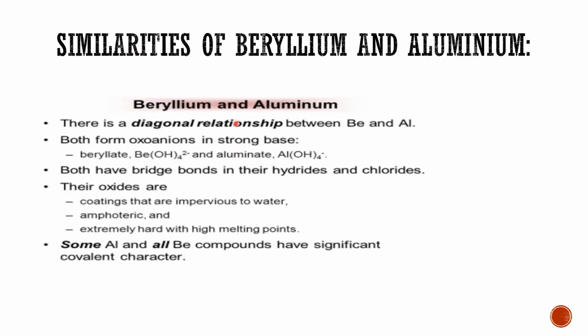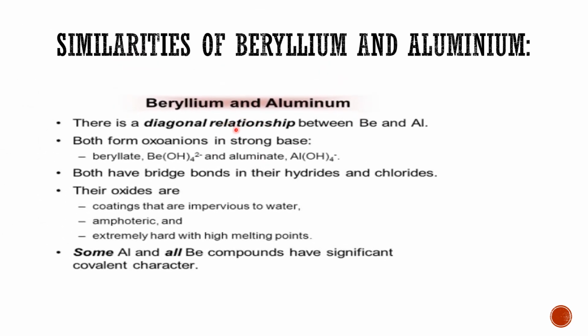Similarities of beryllium and aluminium. We know that beryllium and aluminium have a diagonal relationship, okay? They have similar characters. Now we will see the characters. Both form oxoanions in strong base, for example, beryllate and aluminate. Both have bridge bonds in the hydrides and chlorides.